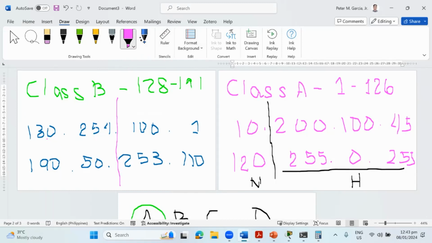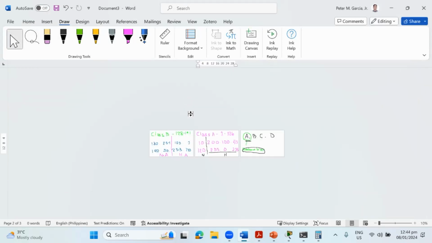Yung first two octet, yung 130.254, yung 190, tsaka 50, mapupunta sa network address. Yan, network address. And yung 100.1, yung 253.10, 110 will become the host address. So, ganyan ang hatian. Lagi niyong titignan yung first number kung saan region sila papasok, kung papasok sila sa class A or papasok sila sa class B.